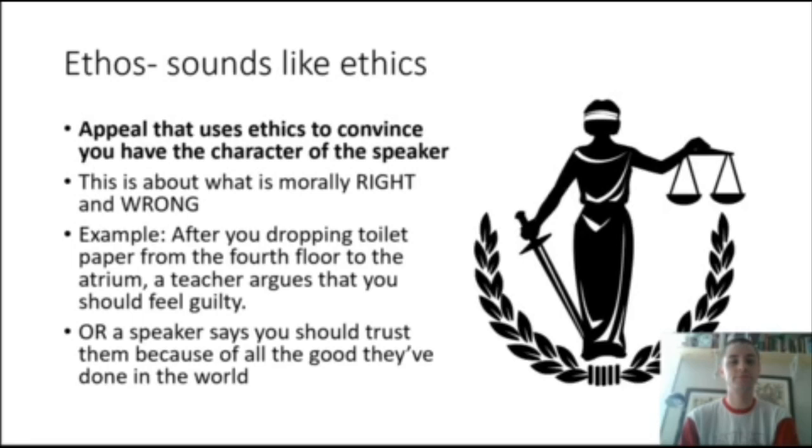That's why I put this picture of the truth and justice woman. She's keeping the balance. My example here is if you're at Braz Oaks and you drop some toilet paper over the 4th floor, a teacher might try to convince you that you should feel guilty for what you've done because somebody could have gotten hurt, or it was irresponsible, or you wasted toilet paper. For some reason, you should feel guilty. You should feel like what you did was morally wrong. And that is what we call an ethical appeal, or using ethos.